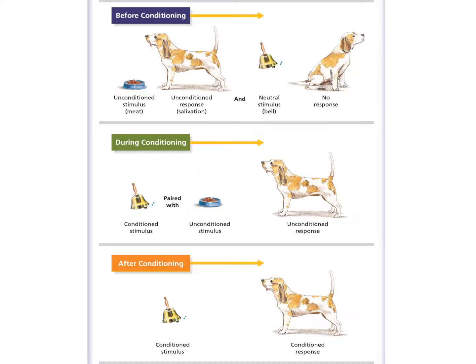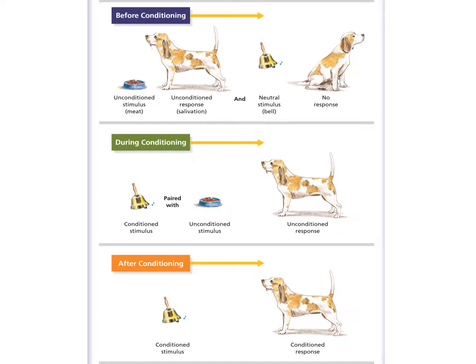So if you just rang the bell alone, like you see on the right side of the top row, that would be no response. So on the left, we have the meat, unconditioned stimulus, the dog, unconditioned response, salivating. But if I just rang the bell, there would be no response. The dog wouldn't salivate without the meat. So that's all before conditioning.